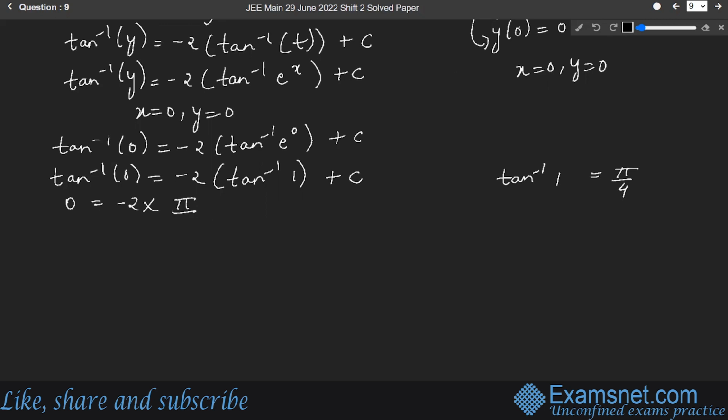Tan inverse 1 is pi by 4, plus c. So 2 ones are 2 and 2 twos are 4. So we have 0 is equal to minus pi by 2 plus c. So from here we can get the value of c, right? c will be equal to plus pi by 2. Now let us put this value of c in this equation, right?